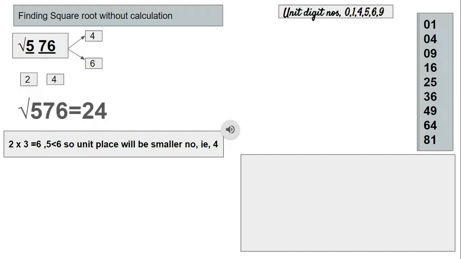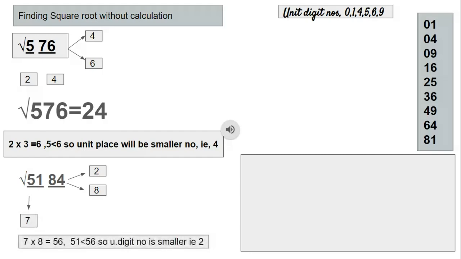Let's see another. Another example is a 4-digit number, that is 5184. Here two pairs, 84 and 51. We know that 4 gives the unit digits 2 and 8. First see 51. 7 sevens are 49, 8 eights are 64, so that is bigger. So now 7, and the next number after 7 is 8. 7 eights are 56. So 51 is smaller than 56. So we have to take the smaller number. So the answer is 72.